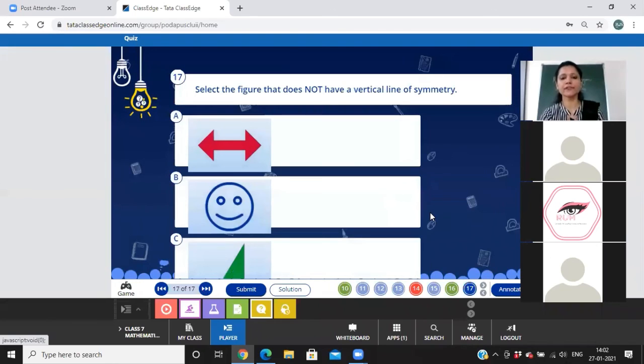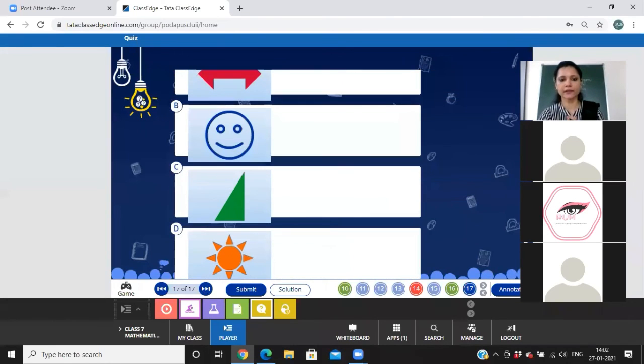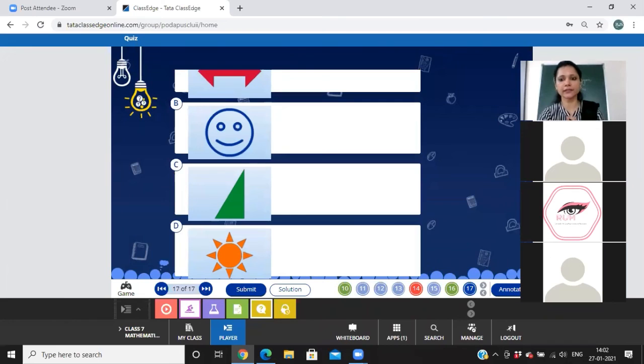Okay, select the figure that does not have a vertical line of symmetry. I'll drag this down. A, B, C, or D? Option C. Ma'am, option C. Very good. It does not have. Option C. Very good, shabash.